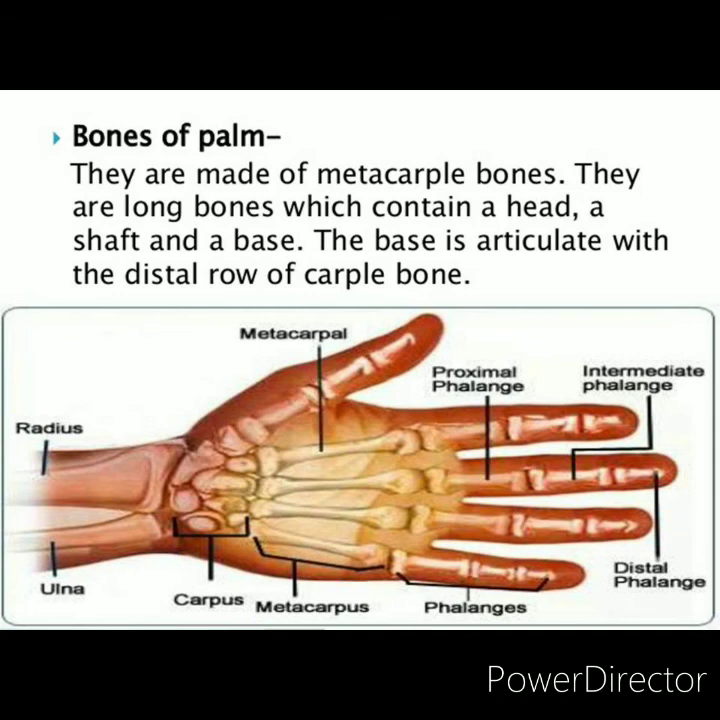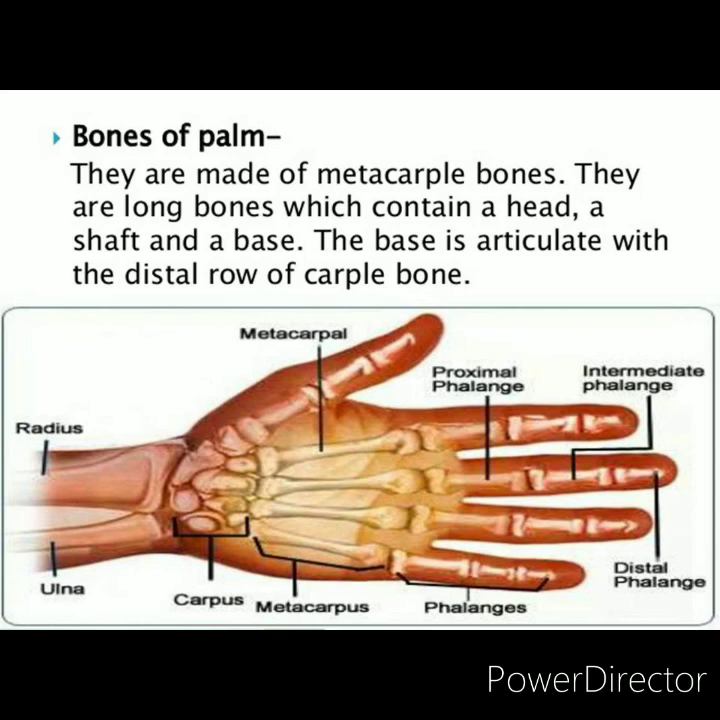Radius and ulna you have seen in the hand, then the carpus, then the metacarpals. These you can find in the palm. Then after that you can find the proximal phalanges and the phalanges bones. These phalanges bones you can find in the fingers. We'll study in detail about this in the next slide. So what we have to know here is the bones of the palm, and they consist of mainly metacarpals and carpus.